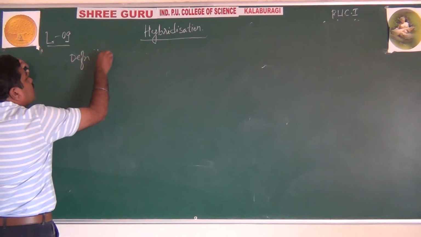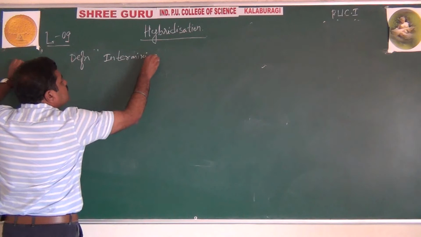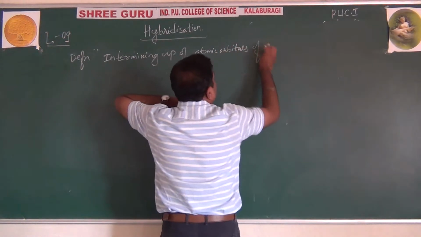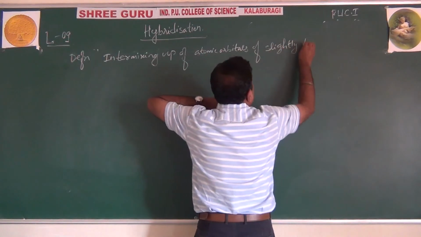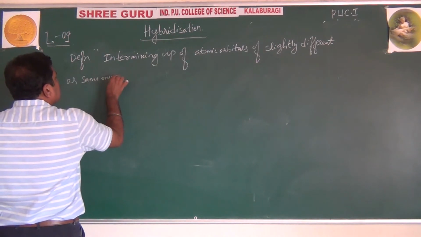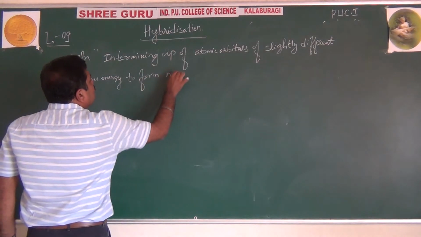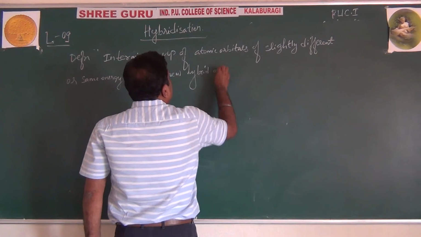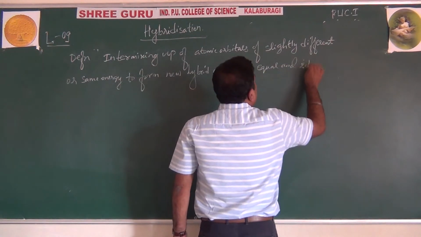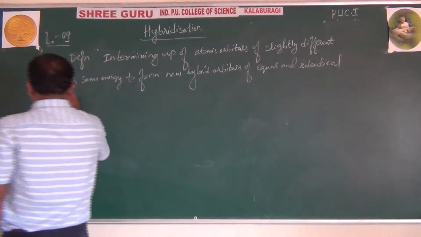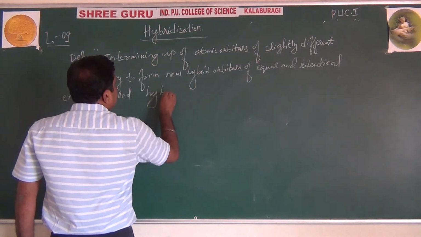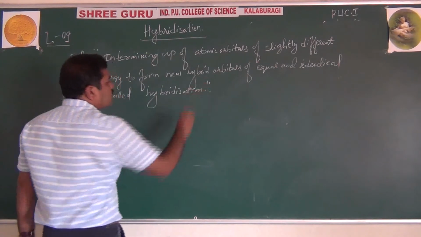What is the definition? Intermixing of atomic orbitals of slightly different or same energy to form new hybrid orbitals of equal and identical energies is called hybridization. Okay, this is the definition.